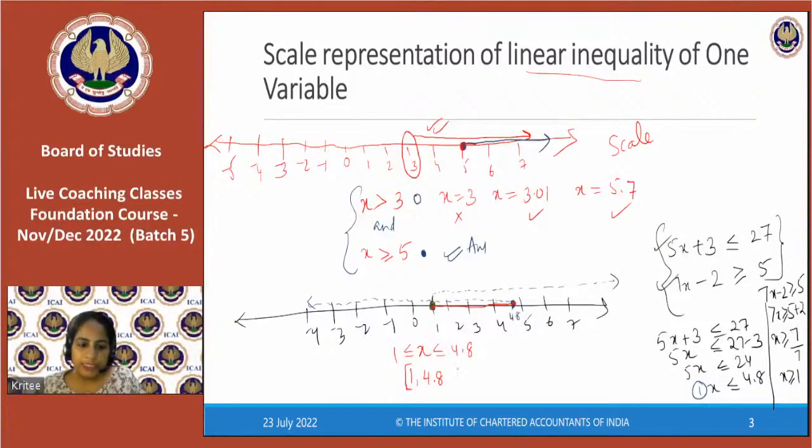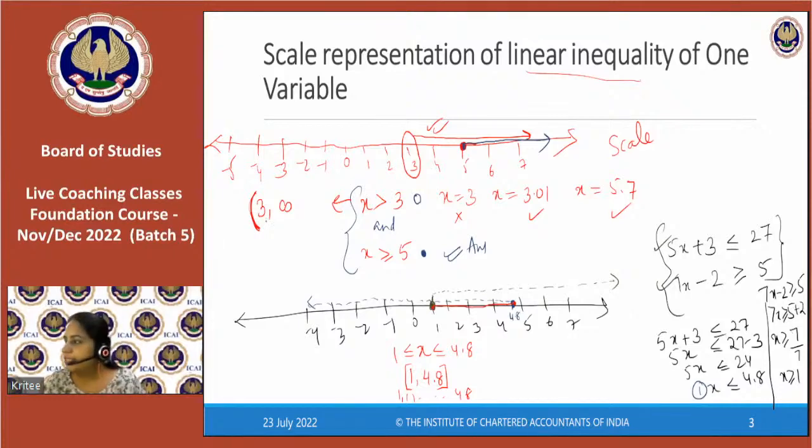When I say this, it is known as a closed bracket. Closed bracket means the value of 1 is included, till 4.8. We also have a way of writing, if I say x is greater than 3, it means 3 comma infinity, that is 3 reaching out till infinity. This is an open bracket. We call this an open bracket.